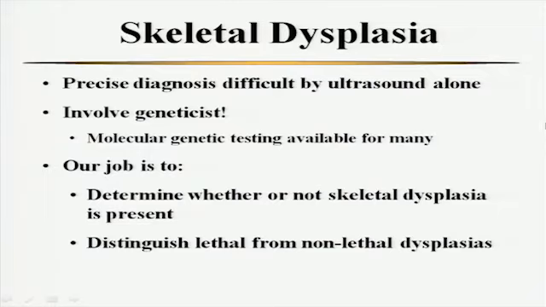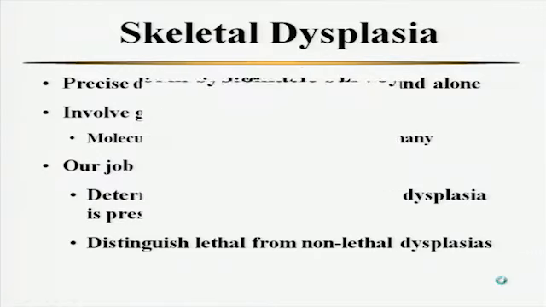Precise diagnosis is difficult by ultrasound alone. You usually have to get a geneticist involved. You can do some molecular or genetic testing: you take some amniotic fluid and send it off to be tested. There's a whole list of skeletal dysplasias that the labs can test for now. So our job is to determine whether or not a skeletal dysplasia is present, and then whether we think it's a lethal or non-lethal dysplasia.